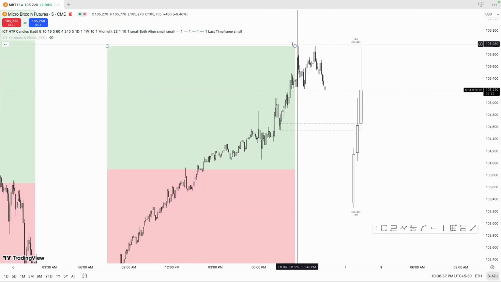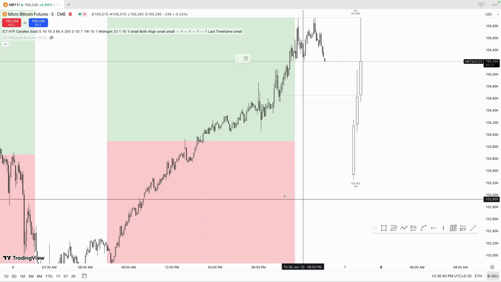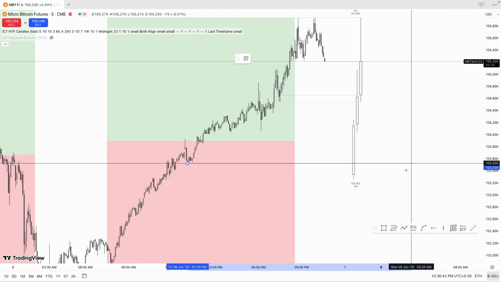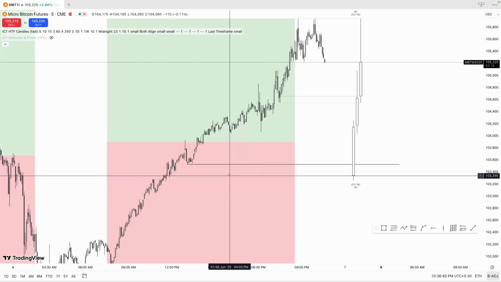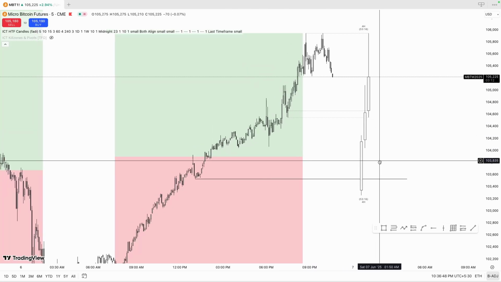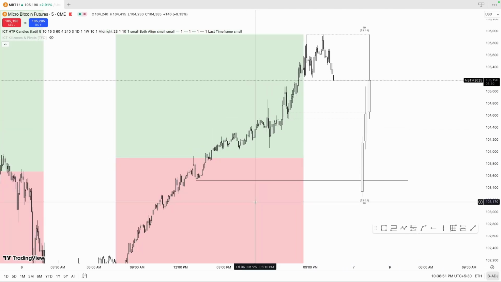So here, if you create SMT or something, where's your logical liquidity target? It's right below the PD array. Okay, so right below or above the PD array. So that's how you can find premium discount areas.